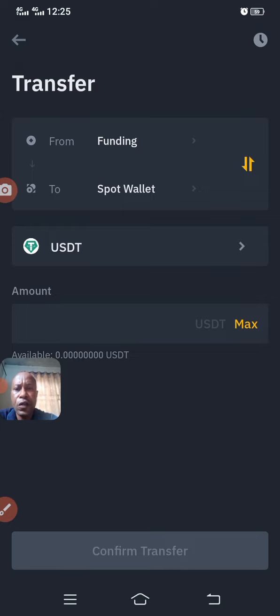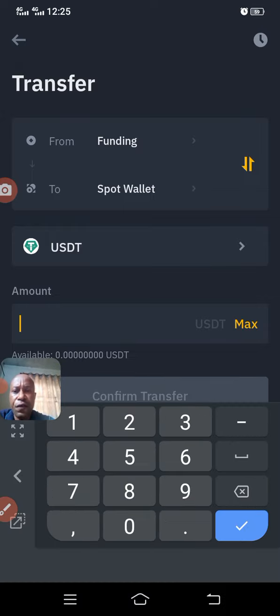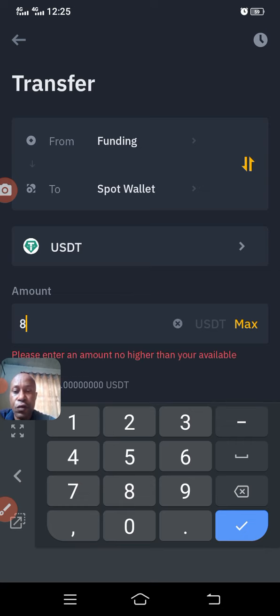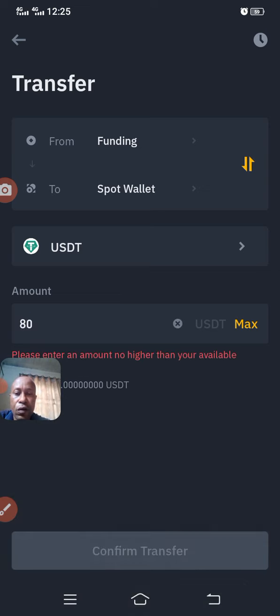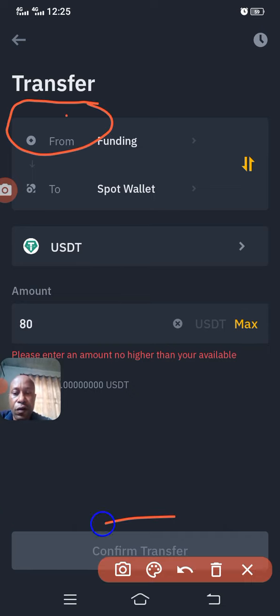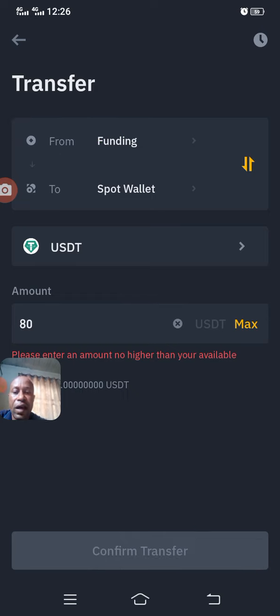All I need to do is to click. Let's assume I have $100. I don't want to transfer the whole $100. I want to transfer only $80. I will just type $80. Now, I will confirm transfer by clicking here. Confirm transfer, and that goes.